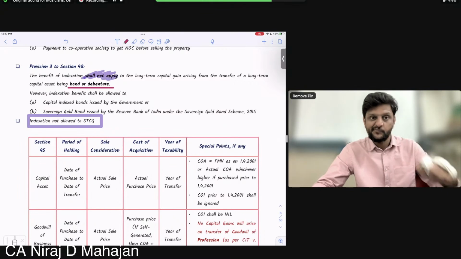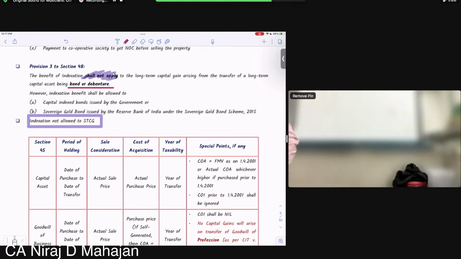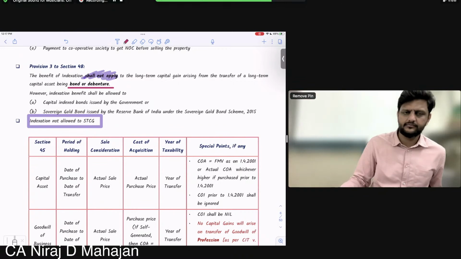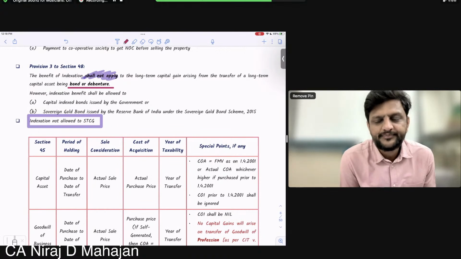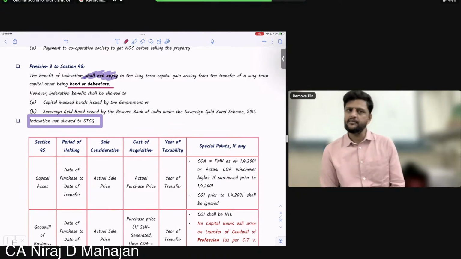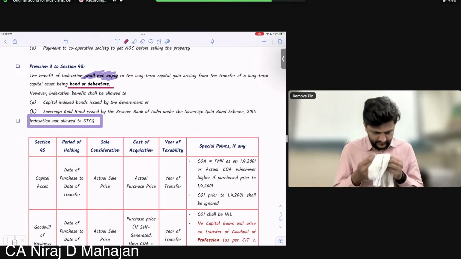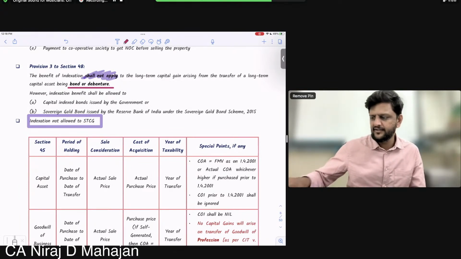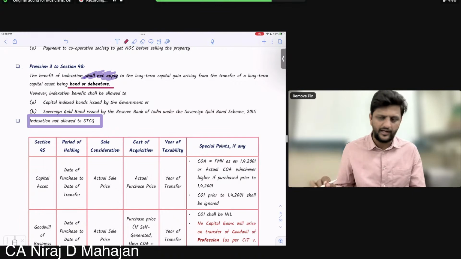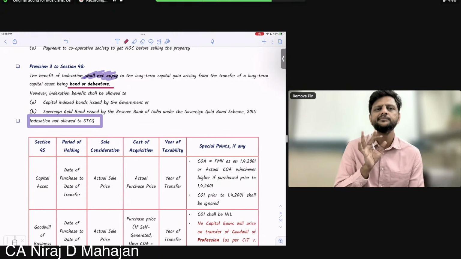Okay till here? Debenture is a capital asset. Debenture is also a capital asset. Debenture is a liability for the issuing company but obviously an asset for the holder. Same like bond. No indexation allowed. Clear till here, everybody? However, again some exception. Exception of exception, children. However, indexation shall be allowed for some type of bond or debenture.